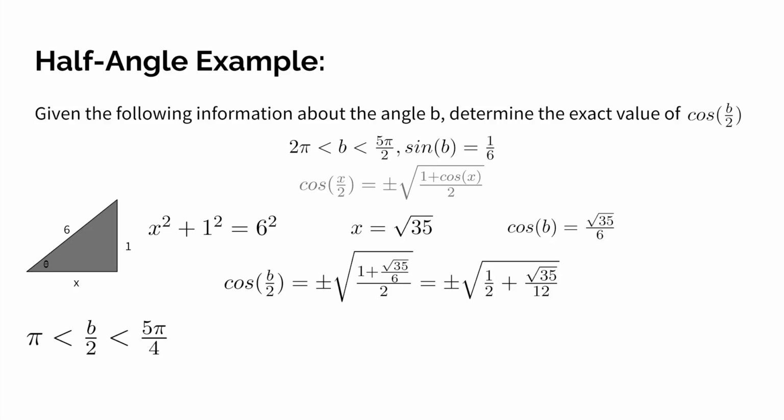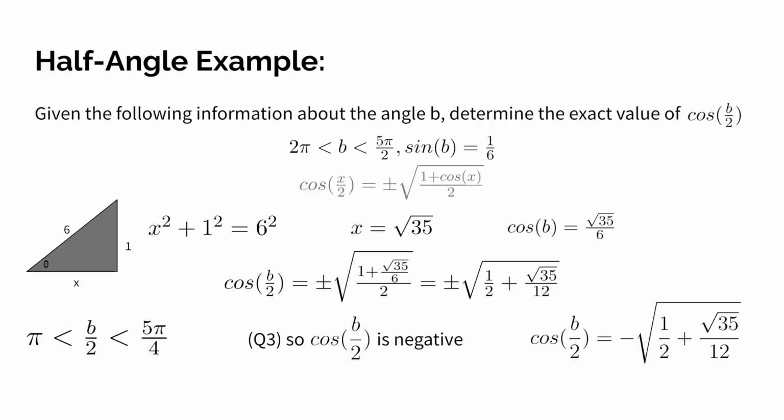When we look at where that falls in the unit circle, we can see that that ends in quadrant 3. In quadrant 3, cosine is negative. Therefore, for our solution, we will have negative square root of 1/2 plus the square root of 35 over 12.